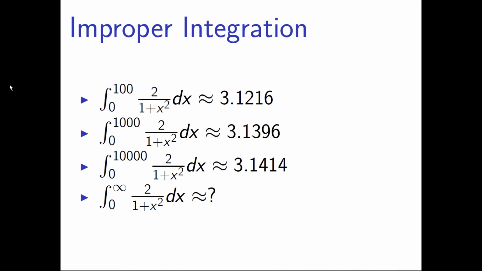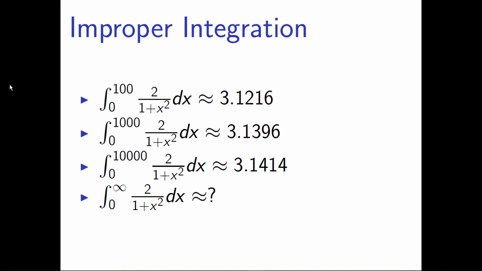What if we could integrate this to infinity? What does it appear that these values are heading towards? The eagle-eyed amongst you may have noticed it looks like this is going to be about pi. We're already at 3.14, getting pretty close to 3.14159. So it looks like these values are heading towards pi.